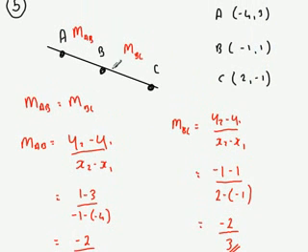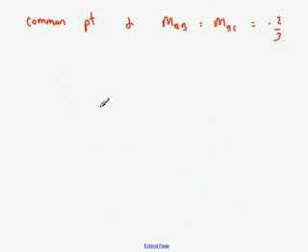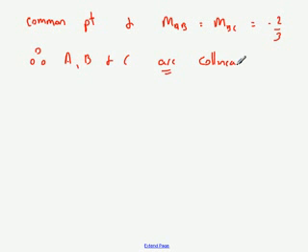We also have a common point, which is B. We have a common point and we have equal gradients, therefore A, B and C are collinear, and that's our solution for question 5.